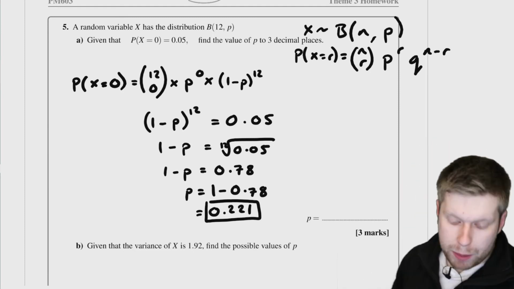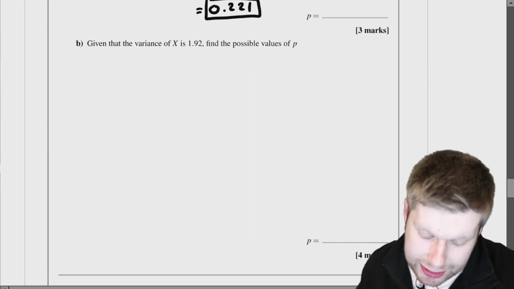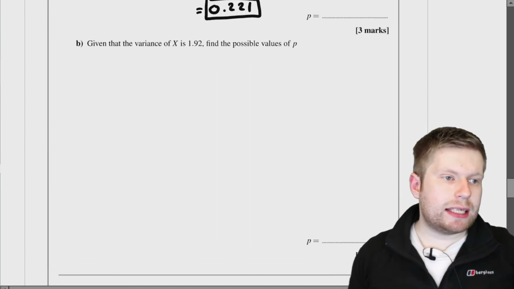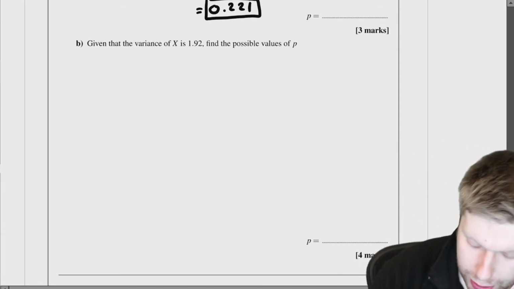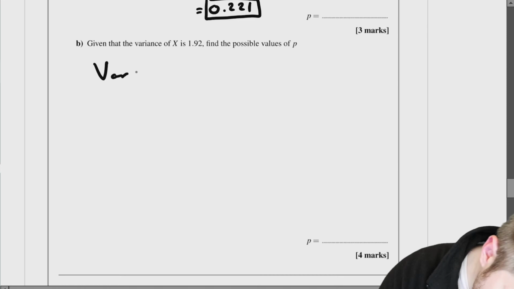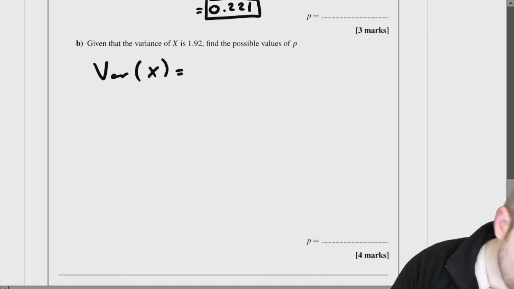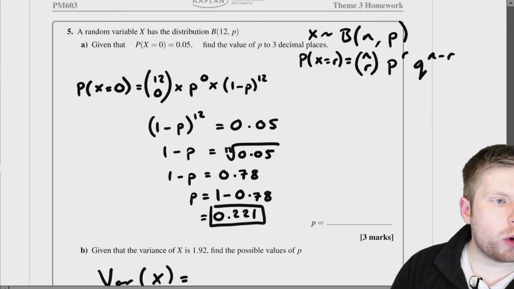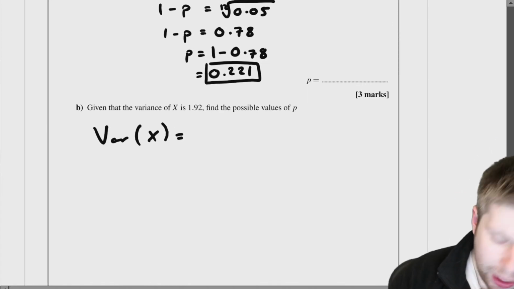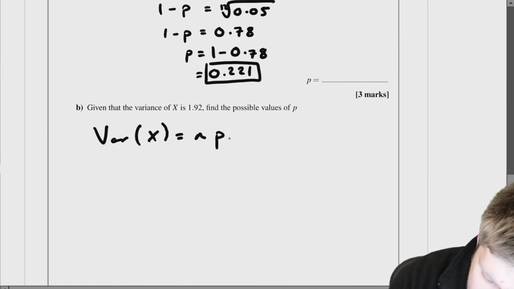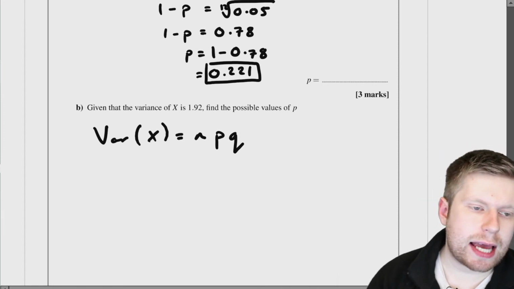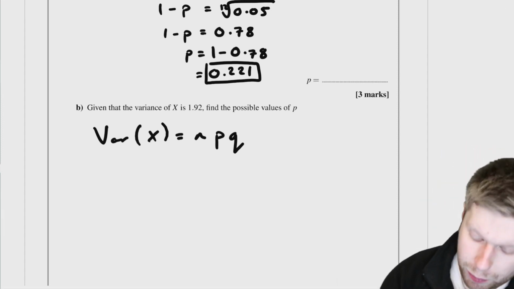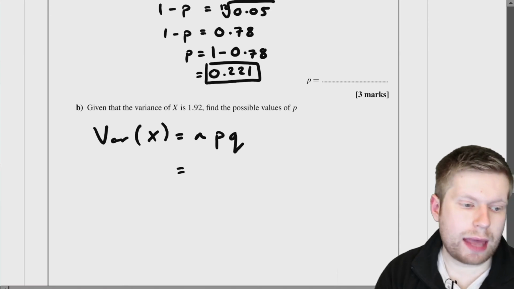Let's have a look at part B then. We're given instead that the variance of x equals 1.92. Now find the value of p if that has to be true. Just remember, how do we calculate the variance of a binomial distribution? Because x is binomially distributed. To work out the variance, it's simply n times p times q: the number of trials times the probability of success times the probability of failure. And we proved that in the lecture.